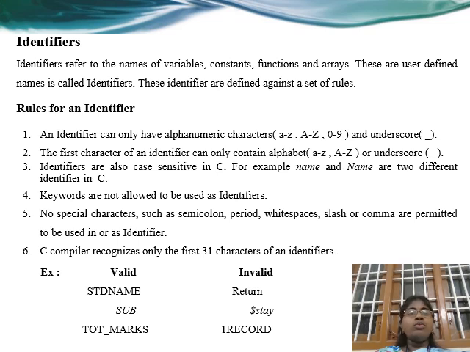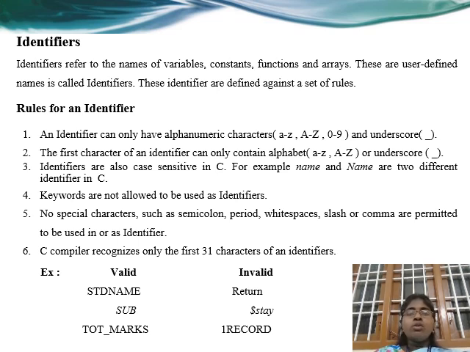What are the rules for an identifier? The first one: an identifier can only have alphanumeric characters, like alphabets and numeric values, and underscores. The first character of an identifier can only be an alphabet or an underscore. Next, identifiers are also case sensitive in C. For example, name in small letters and NAME in capital letters are two different identifiers in the C program. Then keywords are not allowed to be used as identifiers.